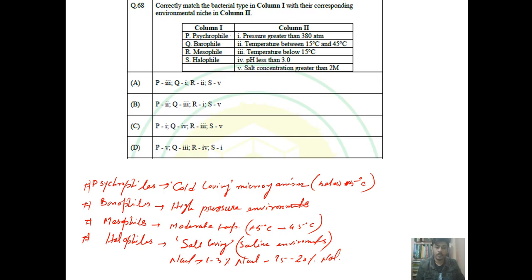we see the psychrophiles, they love to be present below 15 degrees centigrade. So here you can see P matches with option 3. Barophiles, as we said, high pressure environments. So Q matches with option 1. If we see mesophiles, the temperature between 15 degrees to 45 degrees. So R matches with 2.